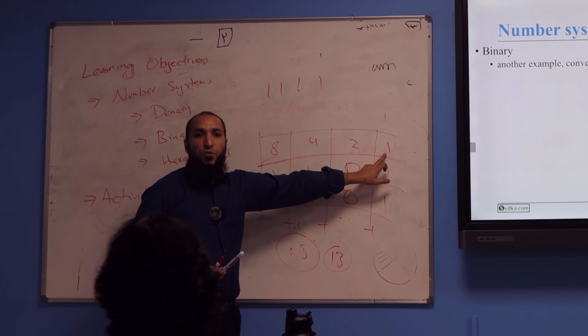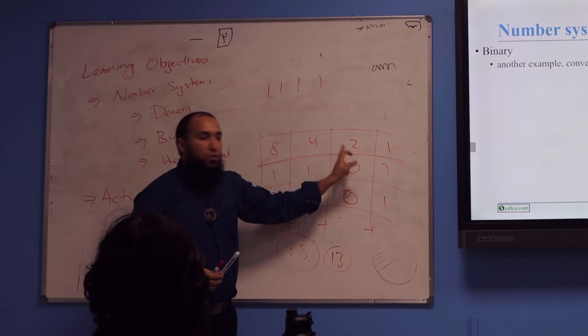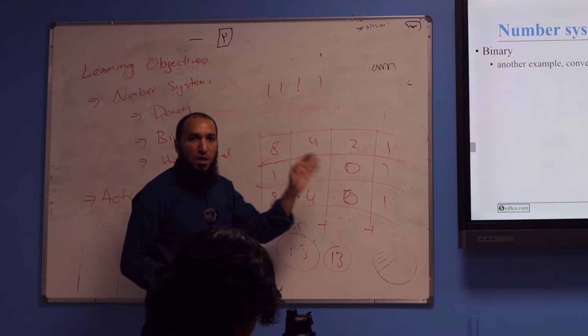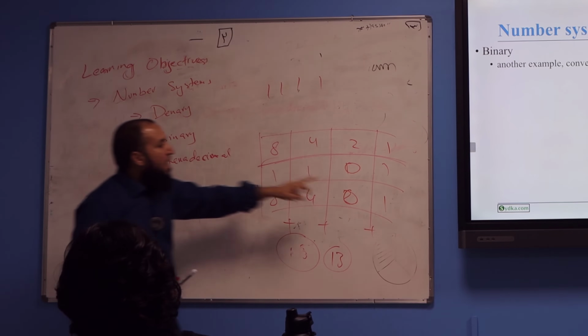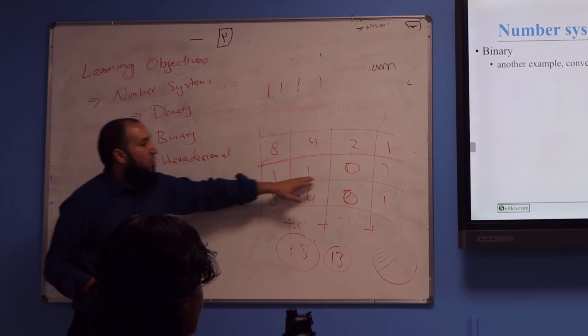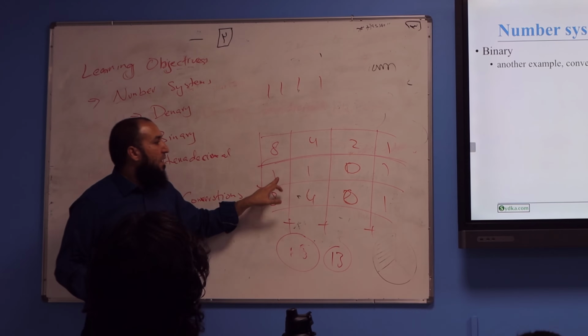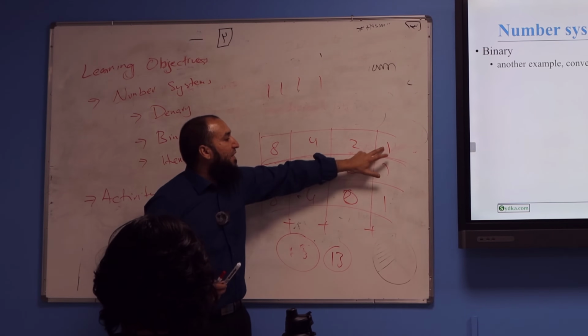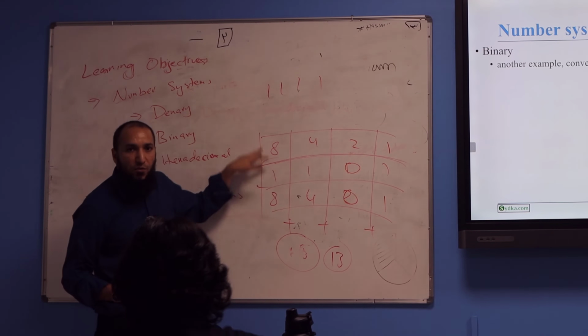Conversion. So what's the unit we have? 1, 2, 4, 8, 16, 32. Which number do we want to convert? These ones. So what we do is multiply this with this one, all of them.